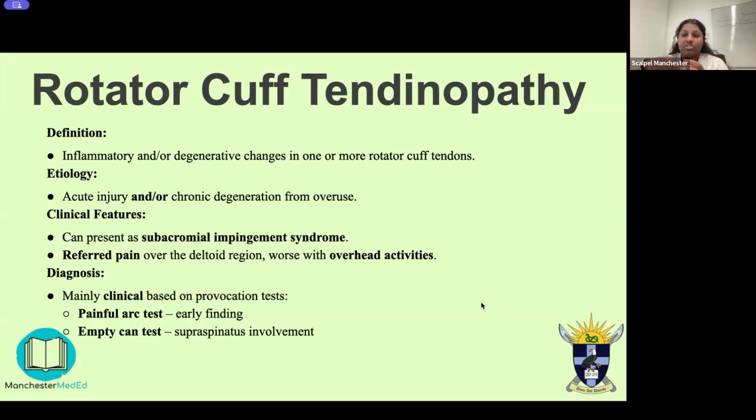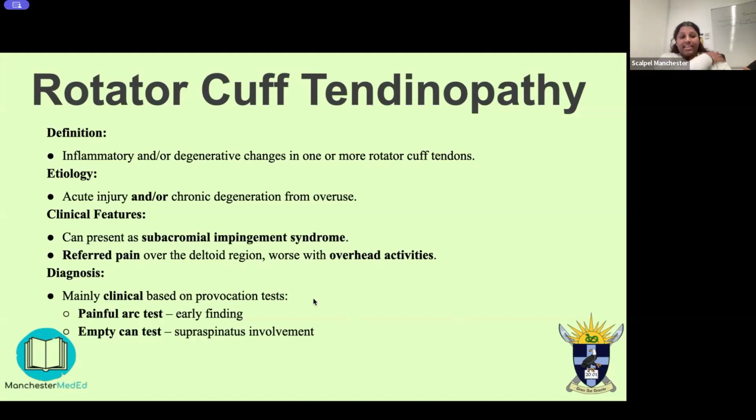So usually this is from overuse. It can be either acute or chronic, and it's just a degenerative change. If you think of something like osteoarthritis, everything gets a bit old, everything gets a bit squeaky, and nothing works as well as it used to. Therefore you get inflammation within that tendon. You can also get subacromial impingement syndrome. Basically, under the acromion, something gets stuck. That's the easiest way to remember that.